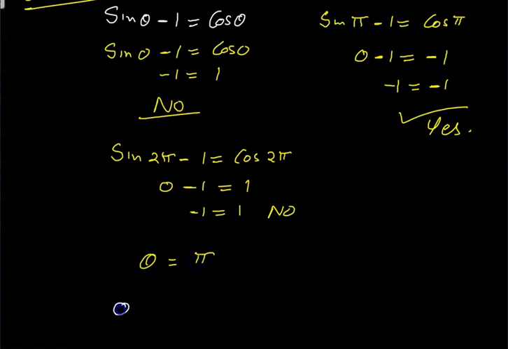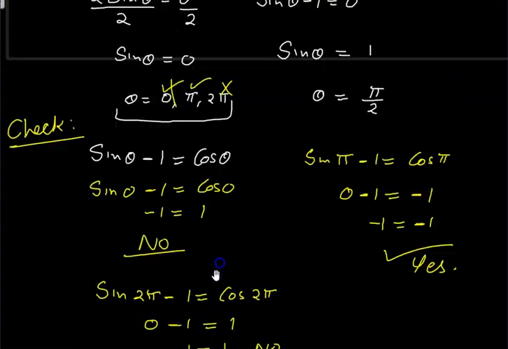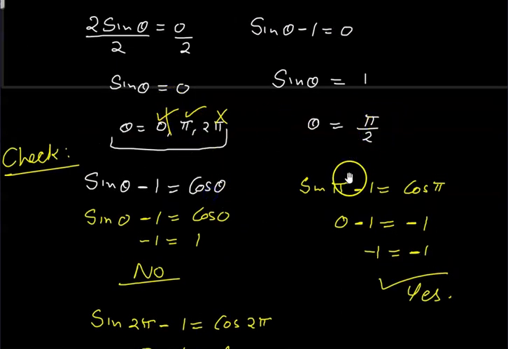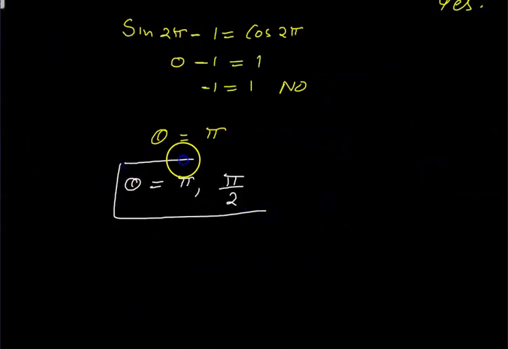For this equation, we got the 2 solutions, pi and pi over 2. From the first part, we got pi. From the second, we got pi over 2. These are the solutions of the given trigonometric equation in one period.